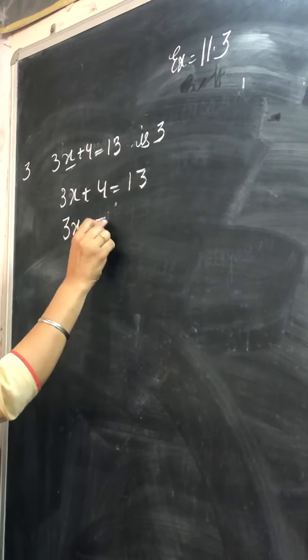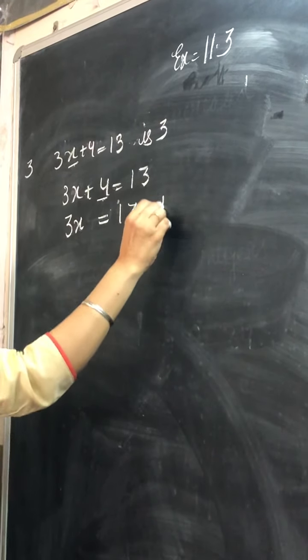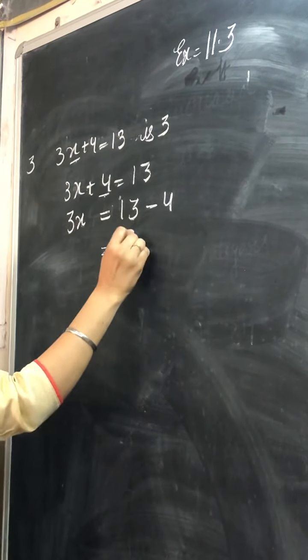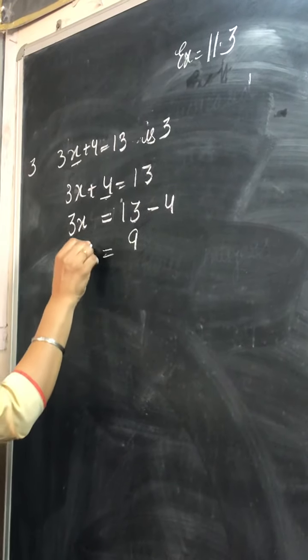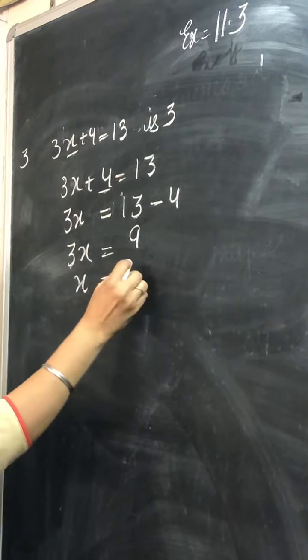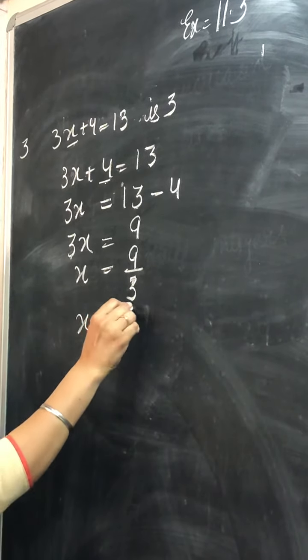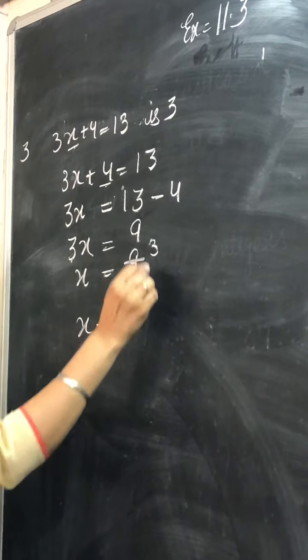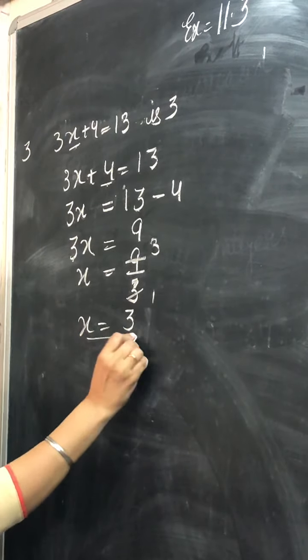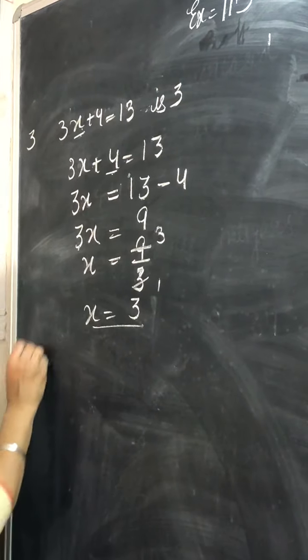3x will remain here, and when 4 we take to the other side, it will get minus. 13 minus 4 is 9. And here 3 is multiplying, and when it goes to the other side, it will get divided. The value of x is 3. 3 3s are 9.